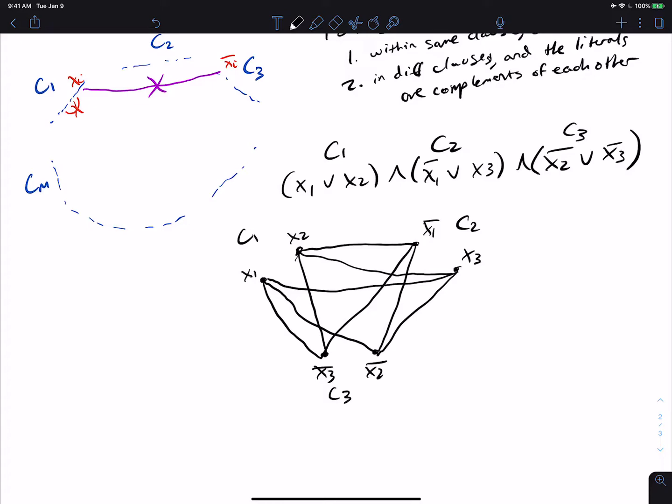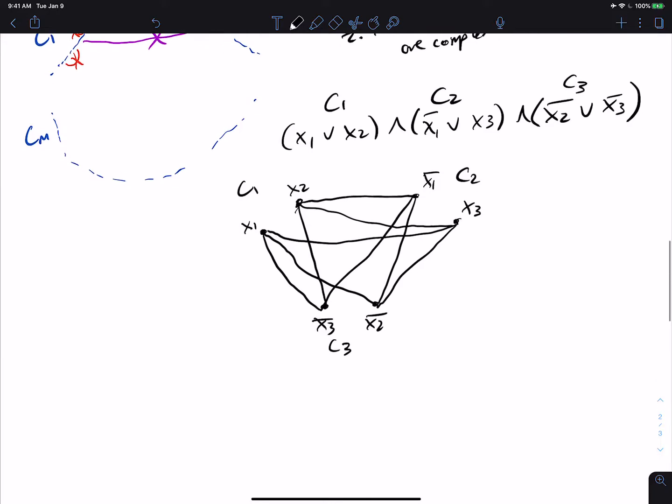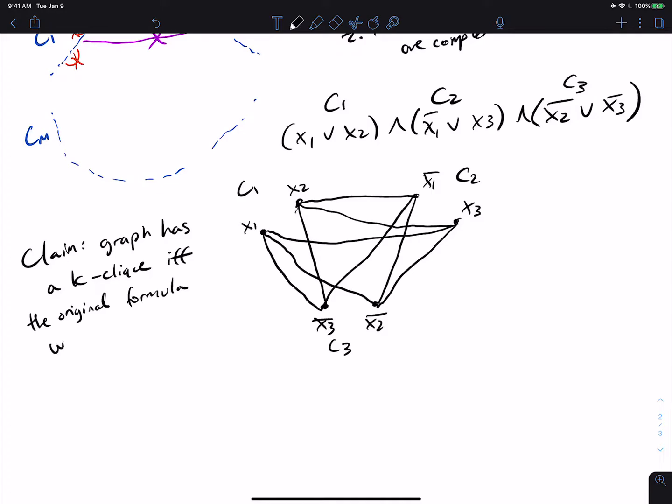So this is the graph that we make. So let's see. So then I claim here that the graph has a k-clique if and only if the original formula was satisfiable.